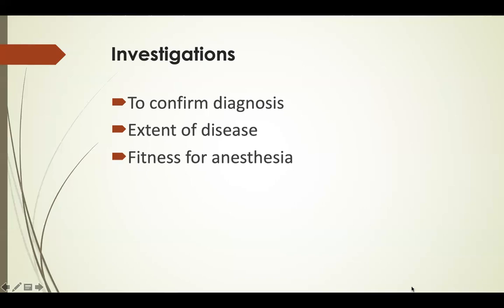Now, fitness for anesthesia: remember that the requirements for fitness for anesthesia are almost the same for all patients. The first thing is the hemoglobin level. In extent of disease, the CBC will also give you the hemoglobin and the neutrophil count. If the neutrophil count is raised, it shows inflammation, and again it shows us the extent of that disease. For fitness, we need the hemoglobin level. It should not be less than 10 for optimal anesthesia recovery results.